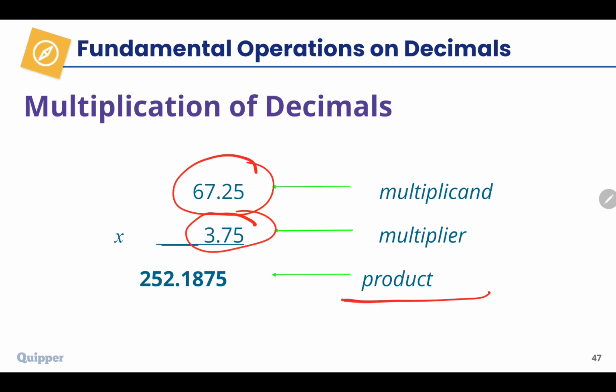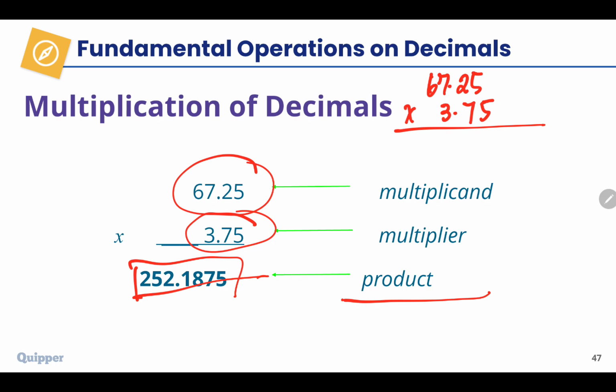So, paano ba tayo nagmumultiply ng decimals? So, assuming hindi pa natin to alam, so we have here the 67.25 times 3.75. So, multiply lang kayo kung paano kayo nagmumultiply ng integers ng whole numbers. Okay? So, 5 times 5, that is 25. 5 times 2 is 10 plus 2 is 12. 7 times 5 is 35 plus 1 is 36. 6 times 5 is 30 plus 3 is 33.